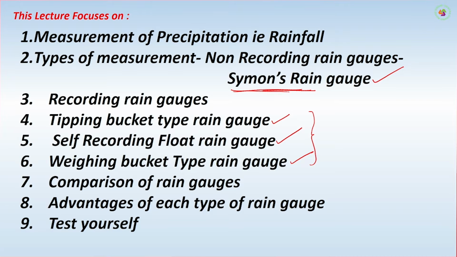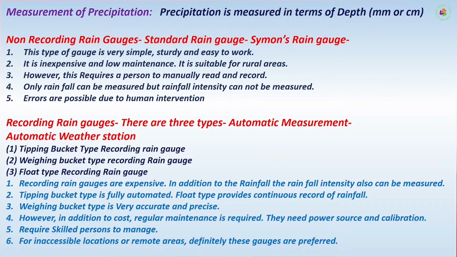In the non-recording category, the Indian Meteorological Department is also using the Siemens rain gauge. And at the same time, among the recording rain gauges, the float type rain gauge is used by the Indian Meteorological Department. So now let us go into the basics of what these recording and non-recording rain gauges are.